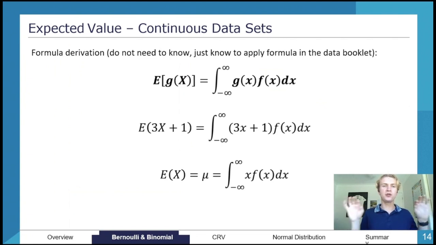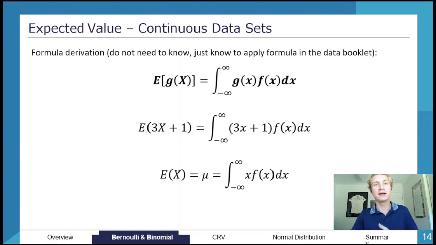Okay, so this is the derivation of the expected value formula for continuous data sets. Now, you don't need to know this formula. I've put it here just for a bit of fun, and also a little bit of an example, I guess. But you don't need to know it. I know that there's super brainy maths people out there that are looking at this going, oh yeah, that's how it works. You don't need to know it. What I want you to know is that last line there, because that is in your data booklet.